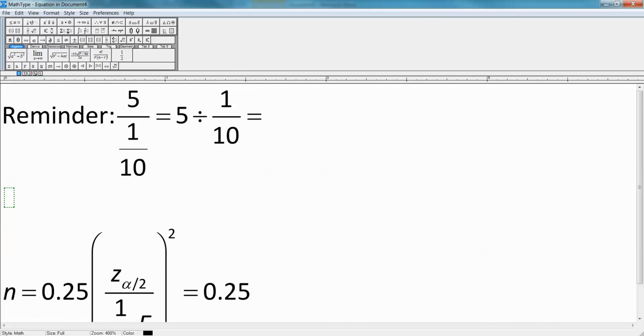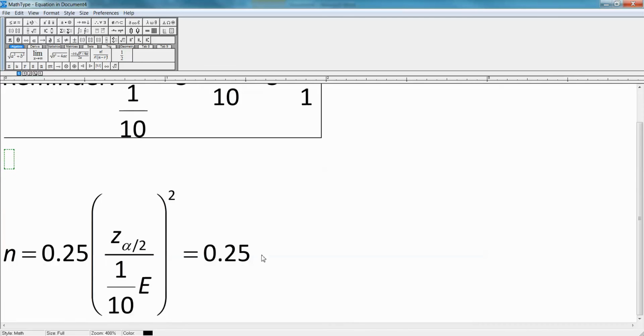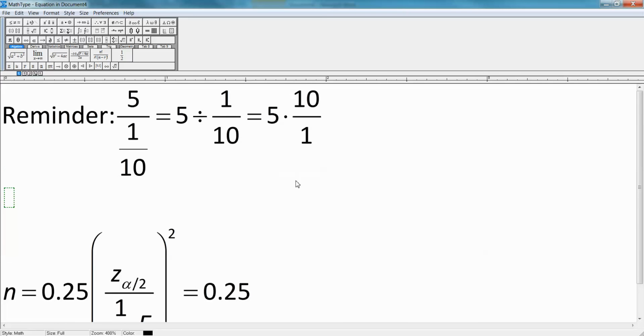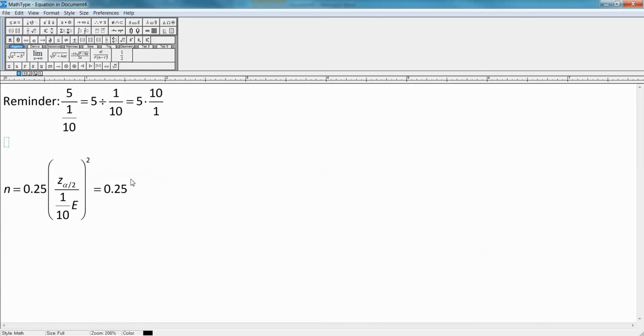Okay, but that really means it's 5 times 10 over 1, right? Because when you divide by a fraction, you flip and multiply, right? Well, that same operation is going to take place down here, right? And let me make it a little smaller. So I don't really actually care that much about the 0.25 and the z and all that stuff. What I really care about is what's going to happen to this 1/10, right?